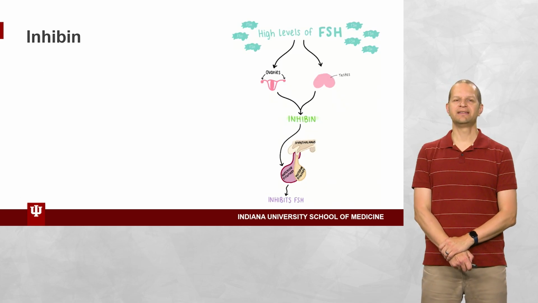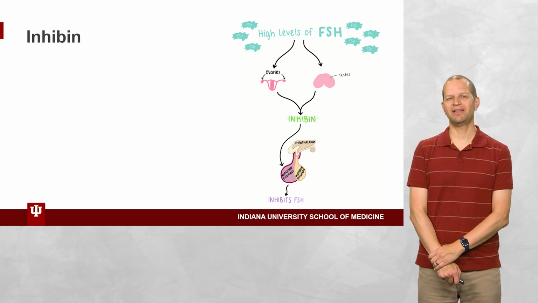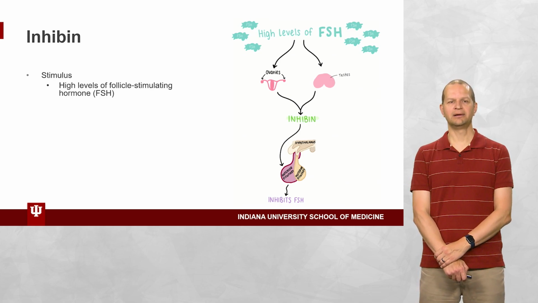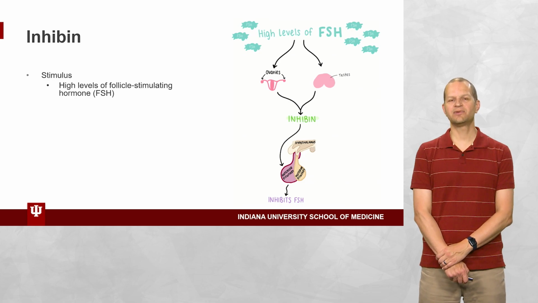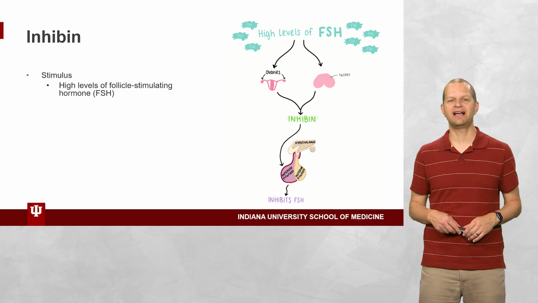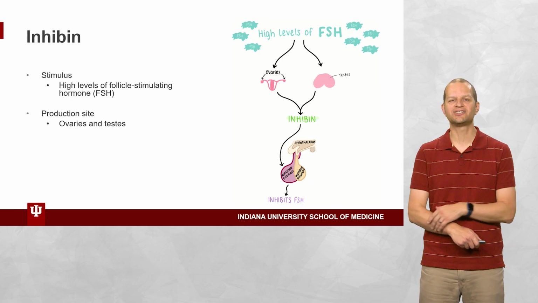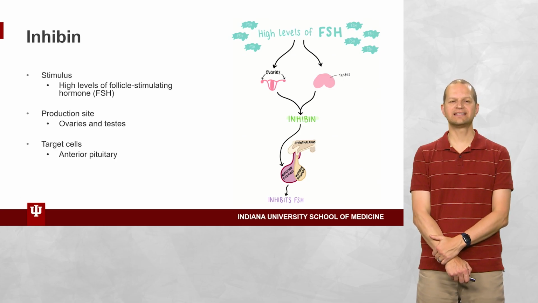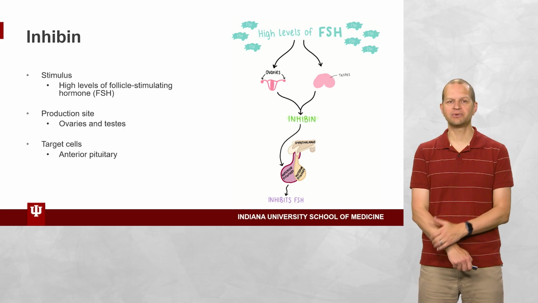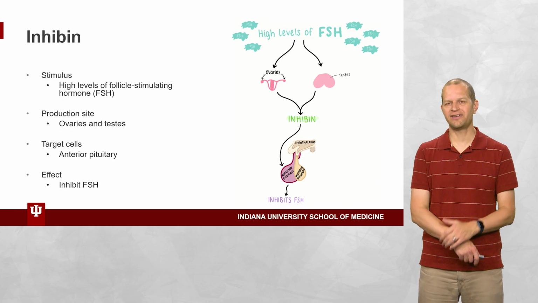Next, we have inhibin. Inhibin is one of the few hormones that we talk about that's actually an inhibitory hormone. The release of inhibin is caused by high levels of FSH. It's produced in both the ovaries and the testes. It targets the anterior pituitary to inhibit the release of FSH.